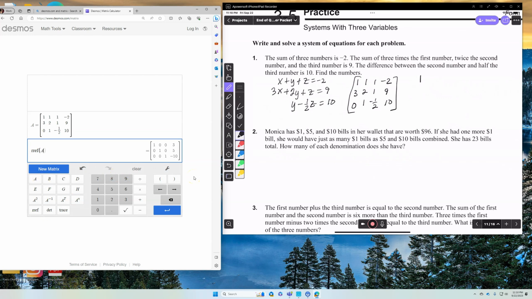And so here are my numbers. We have 1, which is X. X is what number? It's 3. Y is 5. And Z is negative 10. So the numbers are 3, 5, and negative 10.